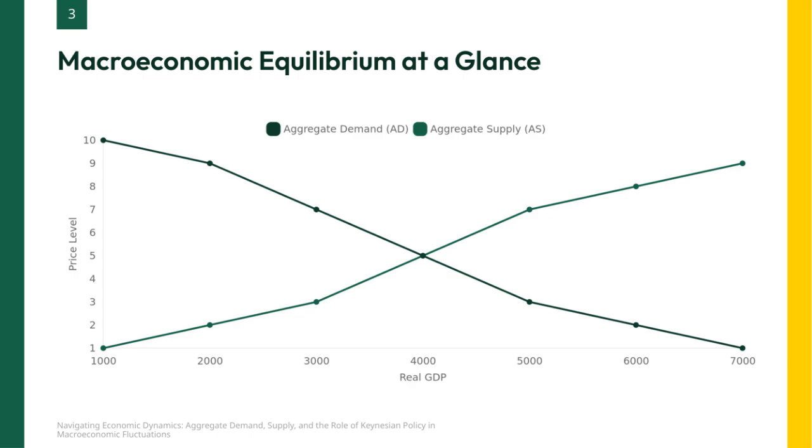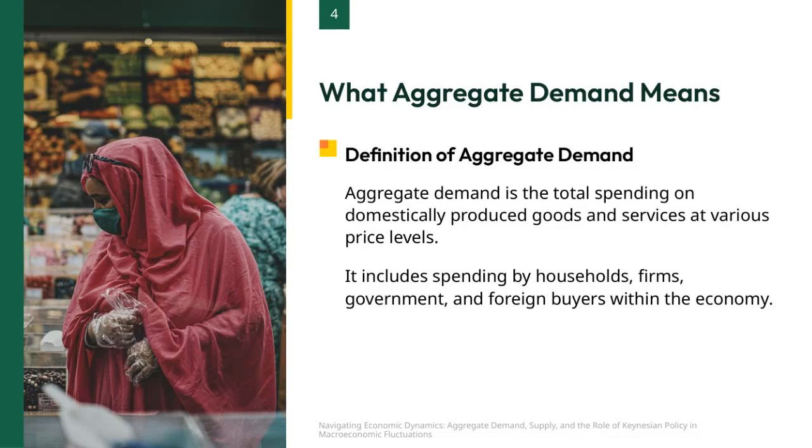At this level, the quantity of goods and services demanded matches the quantity supplied, balancing the overall economy. This equilibrium is crucial because it reflects a stable environment where output and prices are balanced, which is essential for sustainable economic growth. Understanding where this intersection occurs helps policymakers and economists gauge the current economic conditions and make informed decisions. Here we focus on what aggregate demand means.